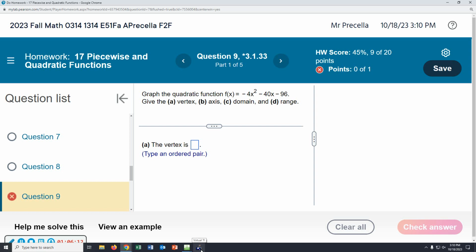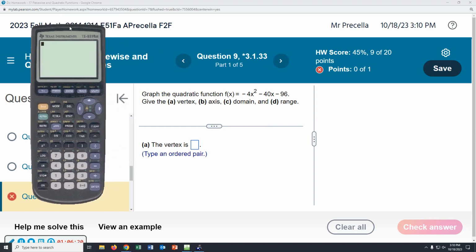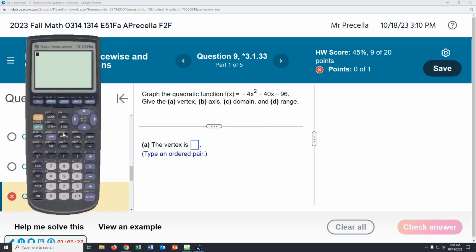Negative 4x squared minus 40x minus 96. Not with the calculator. I'm pretty sure we're going to want to have our calculator here. Okay, they want us to graph the quadratic function. We have to give the vertex, axis, domain, and range. So we're going to need the vertex, axis, domain, and range.